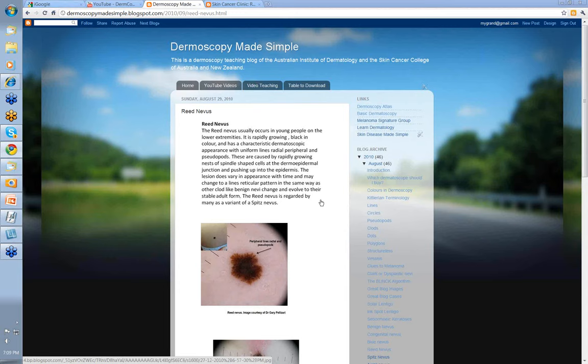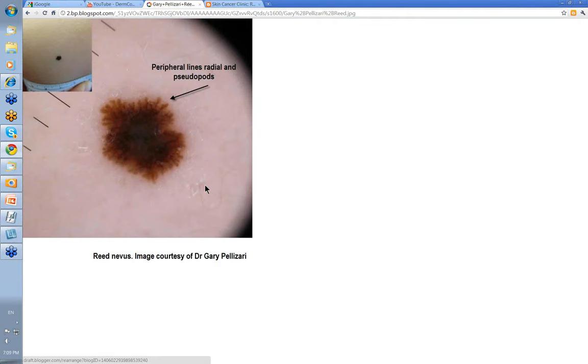Now, for some people, the reed nevus is regarded as a variant of a spitz nevus. Other people like to separate it. I personally join the two together, although I've separated them for discussion in this particular website. Let's have a little look at an archetypical reed nevus. This one's courtesy of Gary Pelizzari.